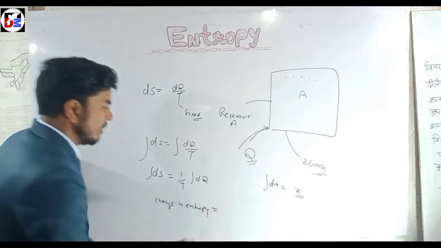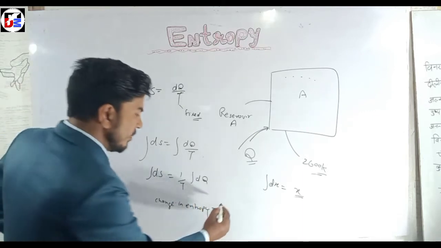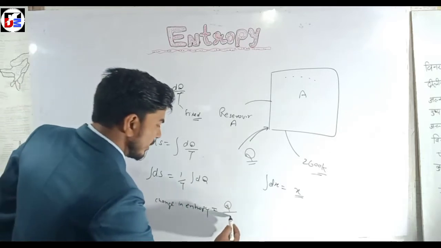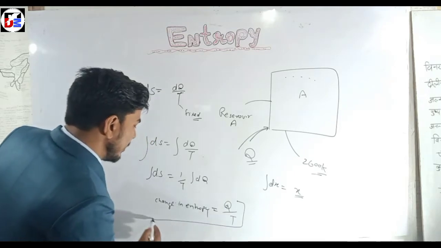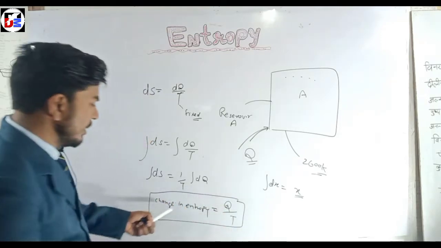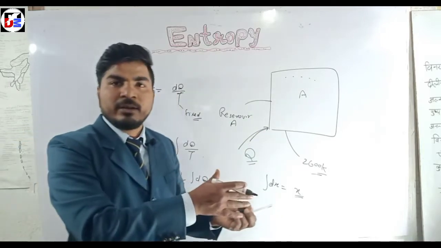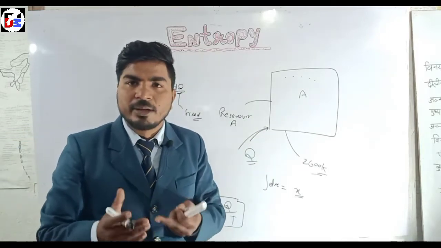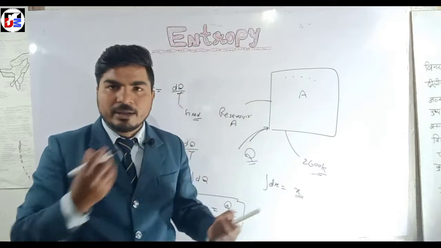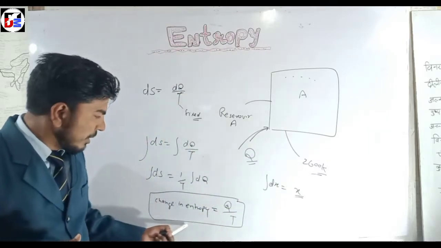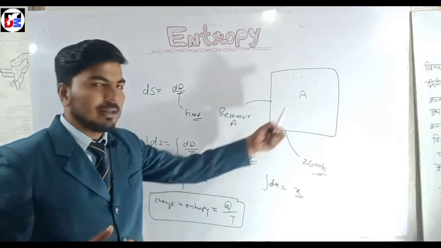Entropy is the integration of dQ by T, where Q upon T is a constant value. This is the change in entropy of reservoir A. If heat is added, it is taken as positive, and if heat is rejected, this value is taken as negative. So this is the formula of Q by T for the reservoir.